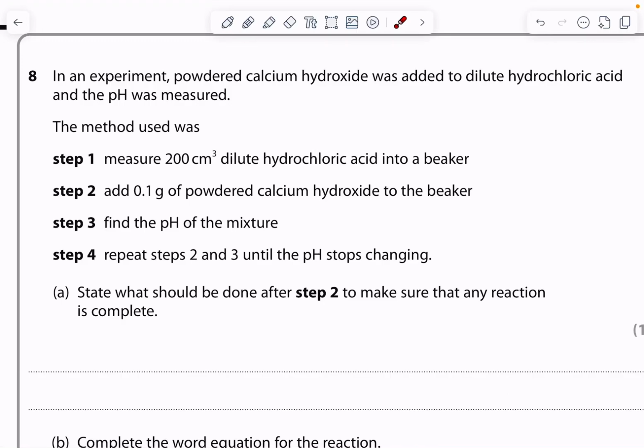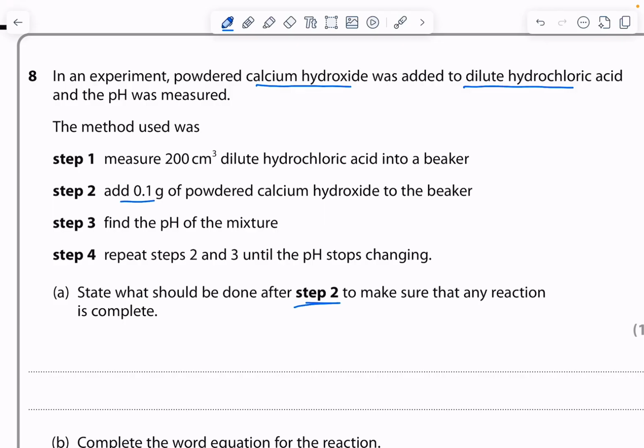So this is asking you about a core practical that we do in year 10. It's looking at the reaction of calcium hydroxide with dilute hydrochloric acid. And they're giving you a method in which they're going to carry out this experiment. And this question is asking about step 2. So I'll quickly look at step 2.